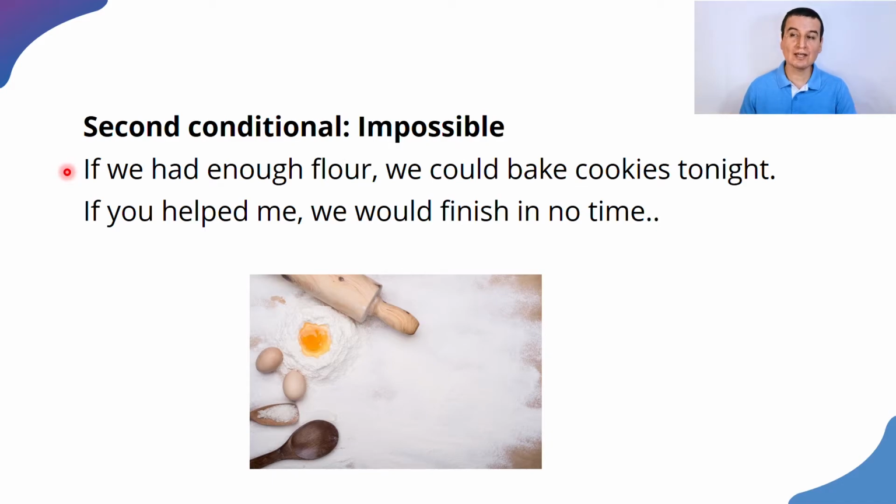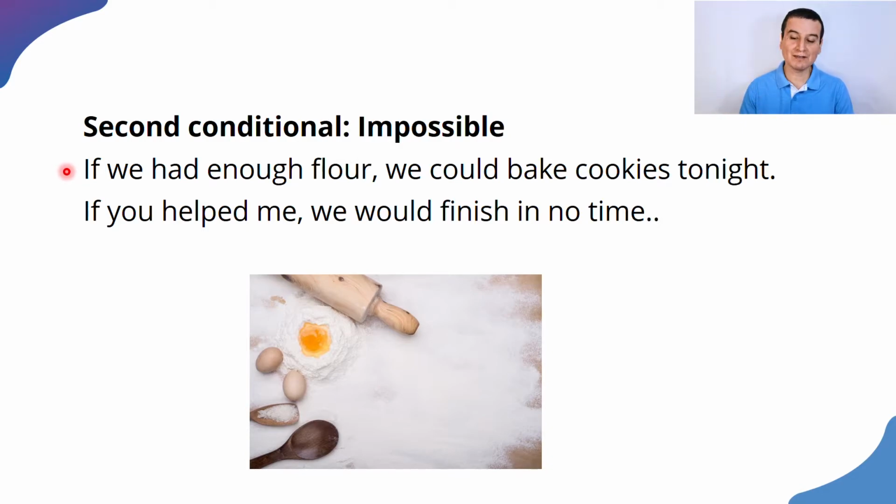So it is not actually that we are describing an action in the past. No, it is a condition that uses the past simple form. If we had enough flour. The negation of this would be if we didn't have enough flour. All right? So if we had enough flour, we could bake cookies, but it is quite impossible.